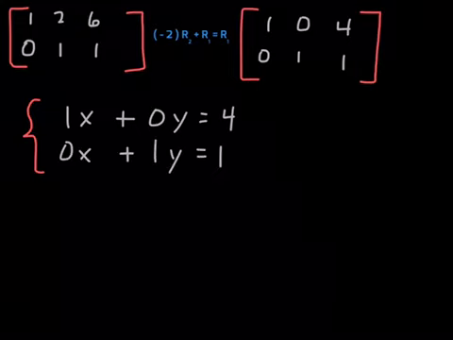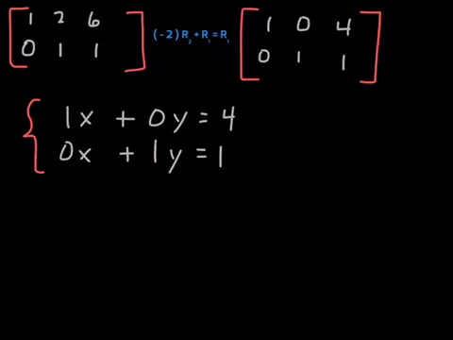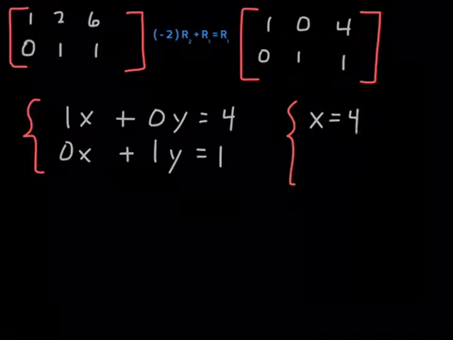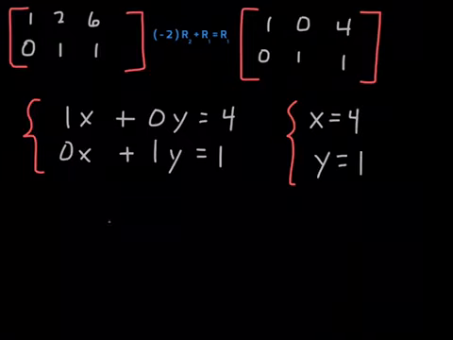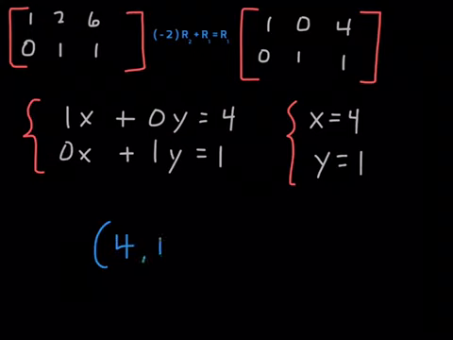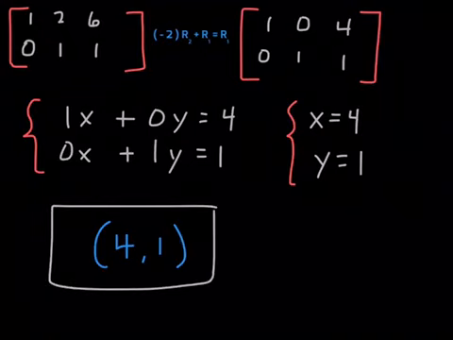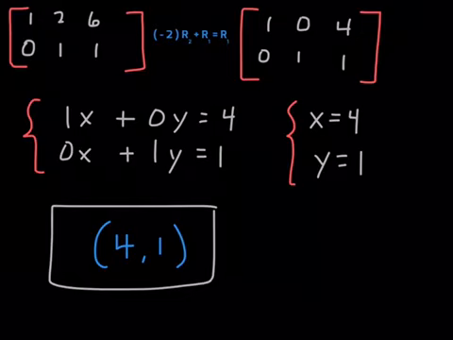So I hope you can see that this basically means the first equation just means that x is 4, and the second one says y is 1. So our ordered pair is 4, 1. This is the final answer. This is the point of intersection between the two equations, right? Between the two lines, the point at which they intersect.